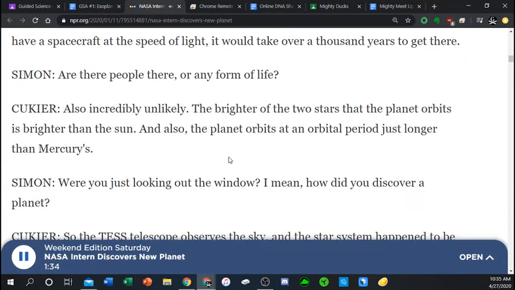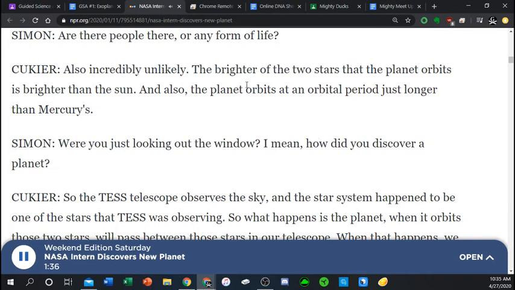Also incredibly unlikely. The brighter of the two stars that the planet orbits is brighter than the sun, and the planet orbits at an orbital period just longer than Mercury's. Were you just looking out the window? I mean, how did you discover a planet?